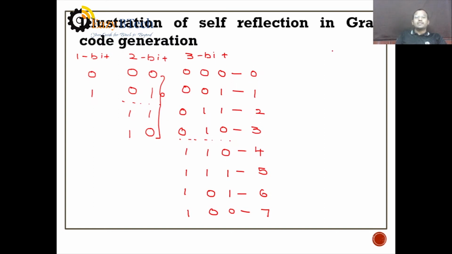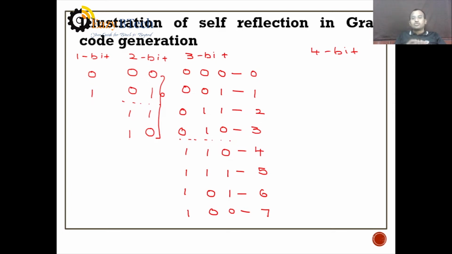Similarly, to get the 4 bit gray code, this entire set we have to write as it is here, and then we have to take the mirror image of the 3 bit gray code, and then we have to append 0 to the first 3 bit gray code and 1s to the next 3 bit gray code.